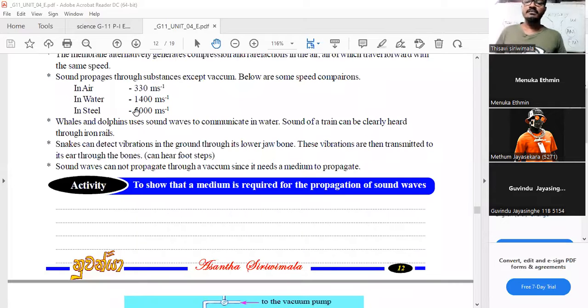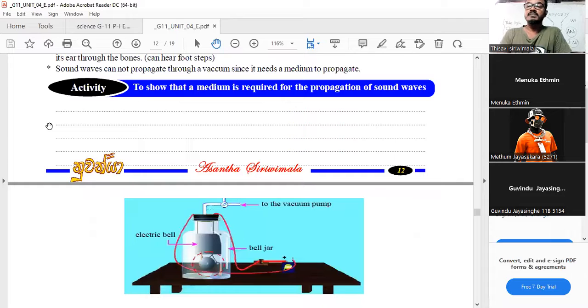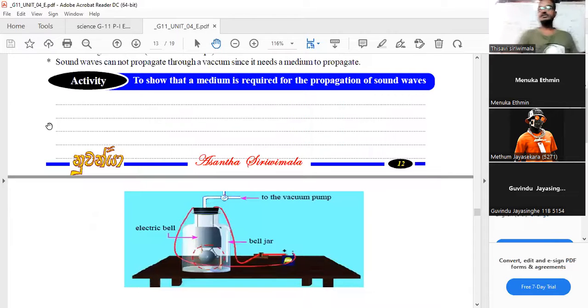Okay, sound waves cannot propagate through a vacuum since they need a medium to propagate. Now, there's an example to prove that a medium is required for the propagation of sound waves. This was an activity done in grade 7 or 8. I can't remember exactly.